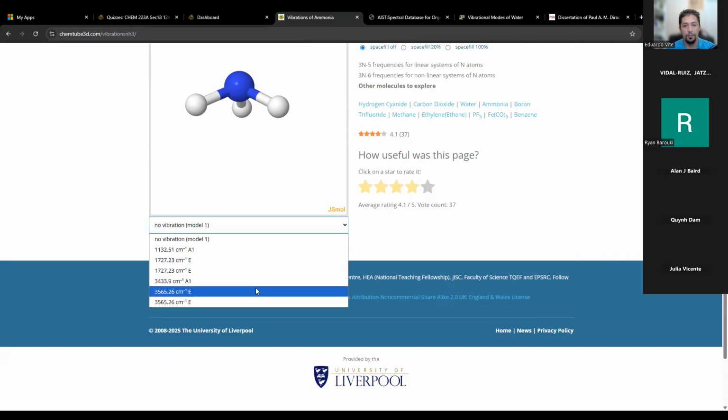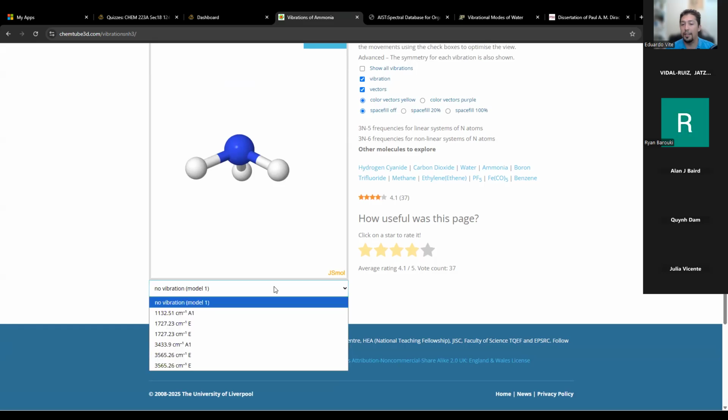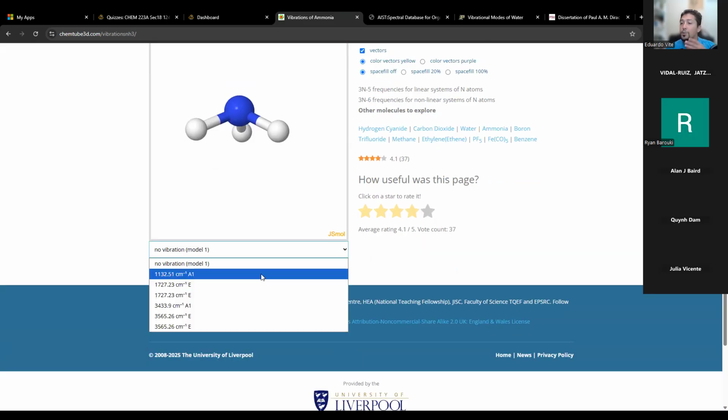1, 2, 3, 4, 5, 6. Okay, I must have done my math a little bit off, but yeah. So we have 6 vibrations, or maybe one of them is just not IR active at all. Regardless, you see we have more vibrations than a water molecule. Make sense? More vibrations than a water molecule because we have more atoms. The more atoms you have, the more vibrations you have, the more peaks you are going to observe in your infrared spectrum.